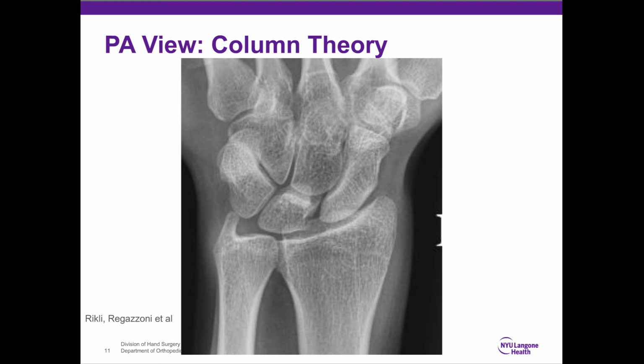Okay, so how to think about the wrist. I'm talking about the PA view right now. Rikli and Regazzoni came up with this column theory that really is helpful in thinking about and communicating injuries in the distal radius. And this is true for non-operative and operative management. So we have these three columns. The radial column includes the radial styloid and the scaphoid facet, and then the intermediate column includes the lunate facet and the sigmoid notch, while the ulnar column includes the distal ulna. And each of these columns have their associated ligamentous structures as well.